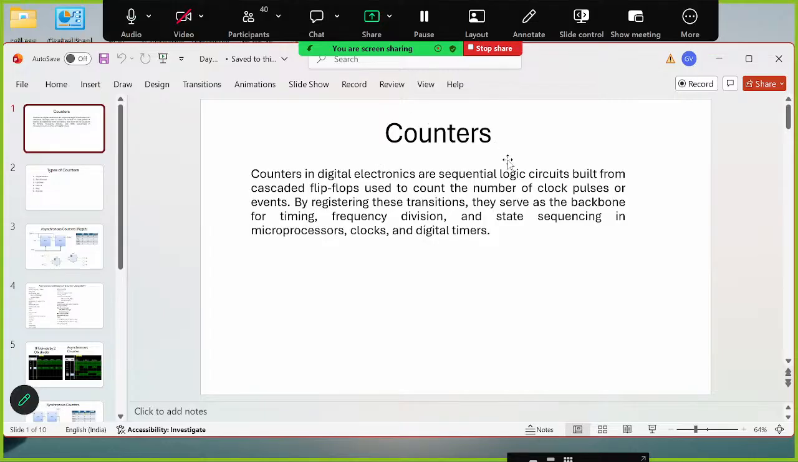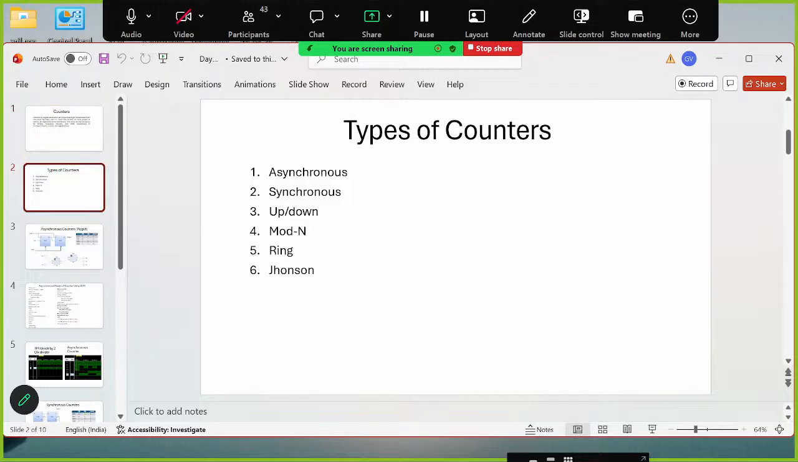So a counter has different types of applications because it is a sequential device. It can be built using the fundamental blocks, that is flip-flops. We have also covered the types of counters. There are different types of counters: asynchronous, synchronous, up, down, mode, ring and Johnson.